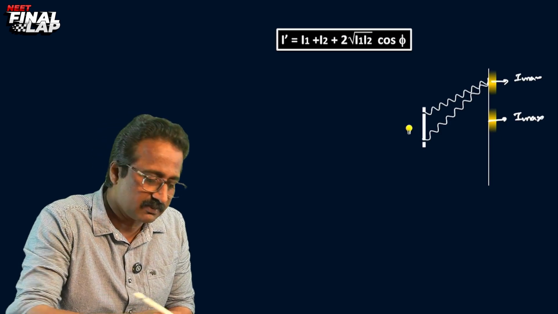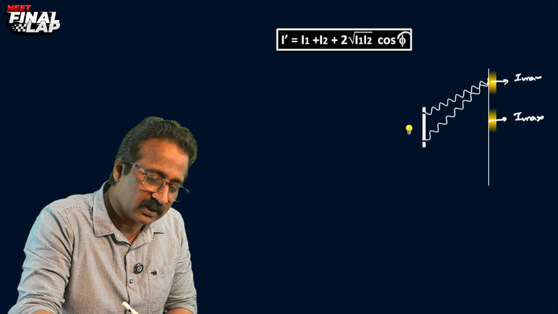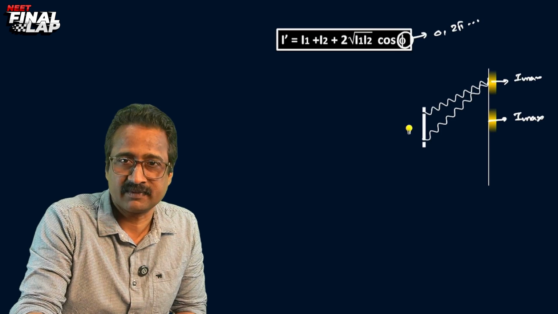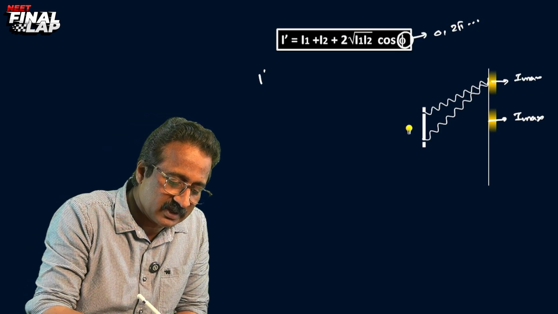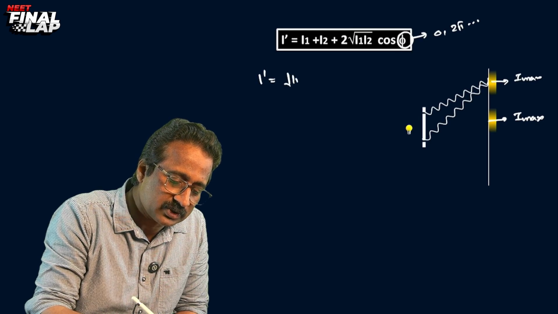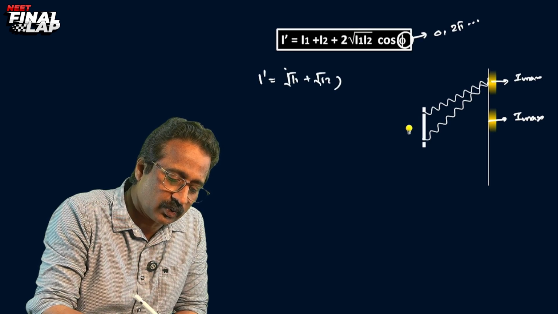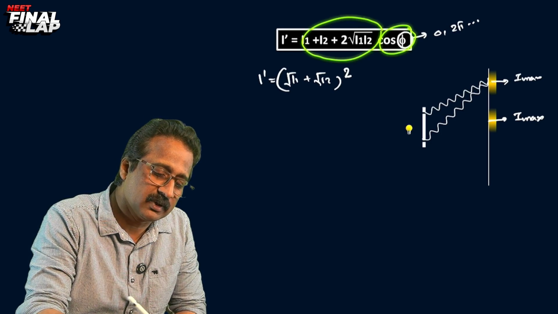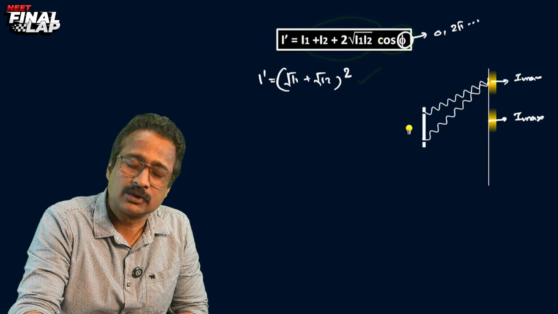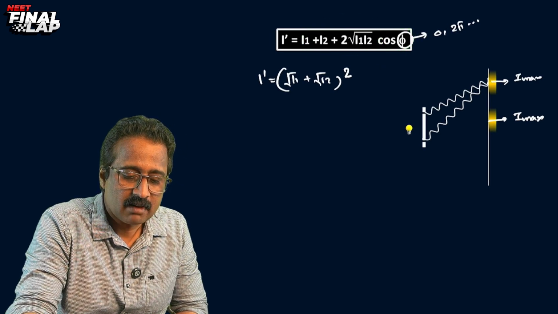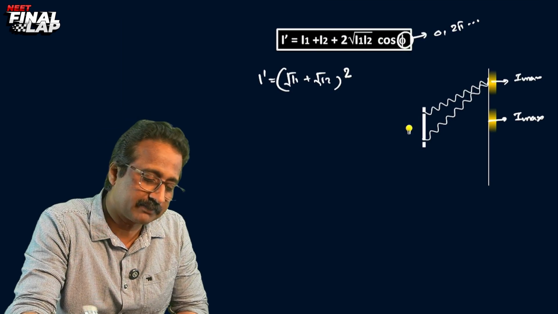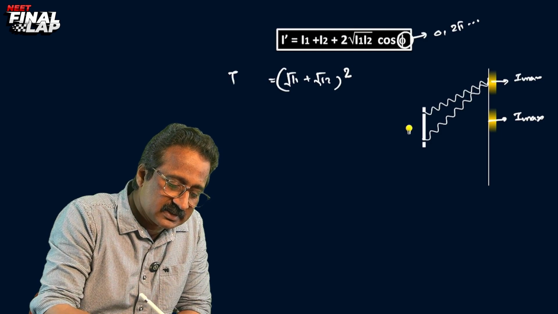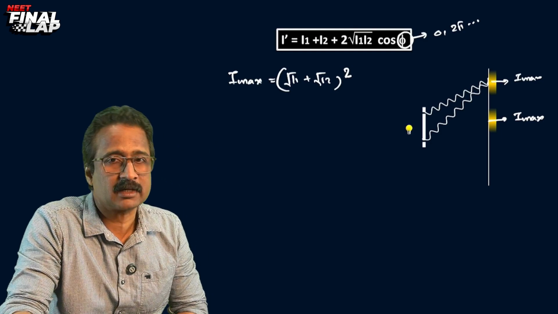And how to get I maximum? The best way is to give phi the value either 0 or 2 pi, any of that series, and you will get the value of I dash. You will see that I dash, when you put the values, will be equal to root I1 plus root I2 the whole square. Because when cos phi is equal to 1, it looks like a plus b whole squared, which can be written in this way. So root I1 plus root I2 the whole squared is the maximum intensity at the center of every bright band. I put this I dash as I maximum. That is the resultant intensity at the center of every bright band.